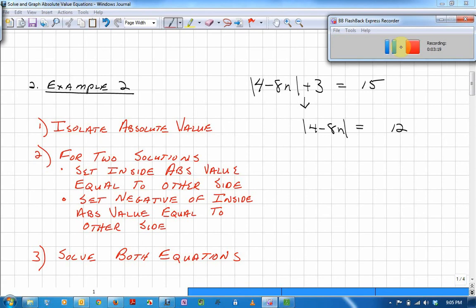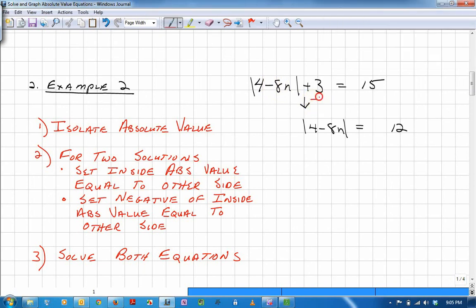Okay, so let's try another example. Here I have the absolute value of 4 minus 8n, plus 3, is equal to 15. The first thing I want to do is isolate the whole absolute value piece, so the only thing I want on this side of the equation is the absolute value. So I'm going to subtract 3 from both sides, and that leaves me with the absolute value of 4 minus 8n is equal to 12.